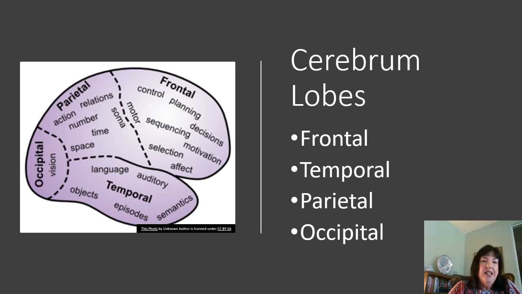The parietal really has to do a lot sometimes with our sense of time, our sense of space, the relationship of one thing to another.